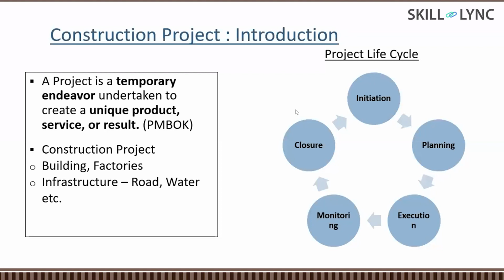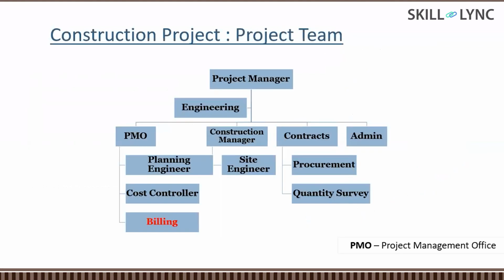Now we have understood about project and project life cycle. Let's understand how this project will be completed. A team of civil engineers will be required to complete this entire project. This team will be led by one person called the project manager. Once the engineering department or the consultant gives all the design and drawings, with the help of this entire project team led by a project manager, the project will be completed.